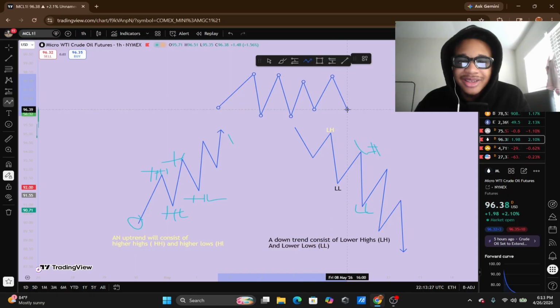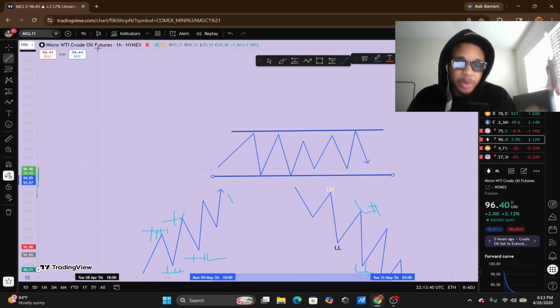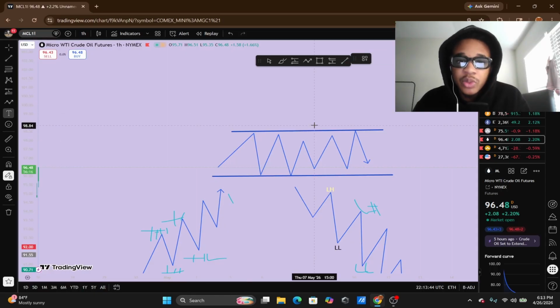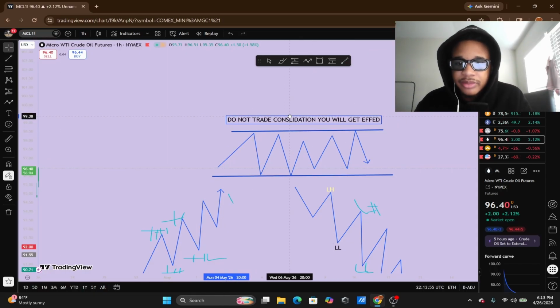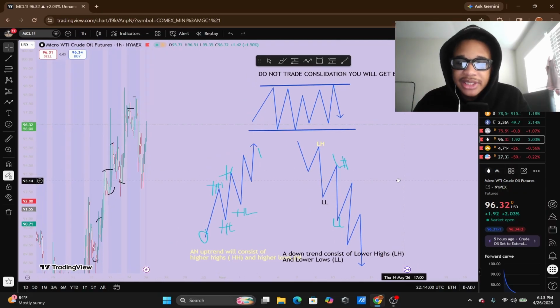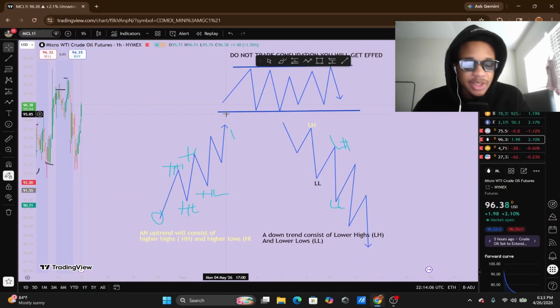Do not trade consolidation. Anyways, what do we gain from this? Do not trade consolidation. You will get screwed. Boom. It's simple as that. You'll get clean wiped. You can screenshot that if you want. Screenshot all that. So we're going to delete this.